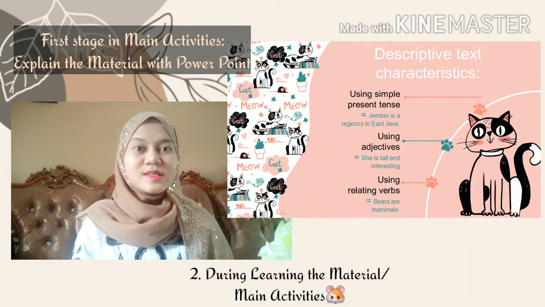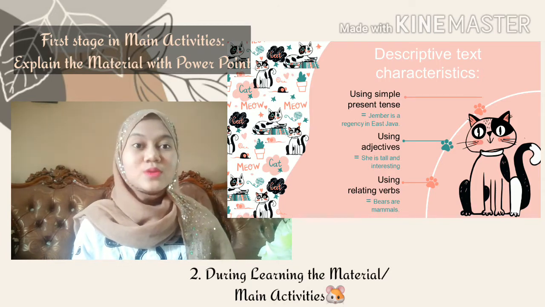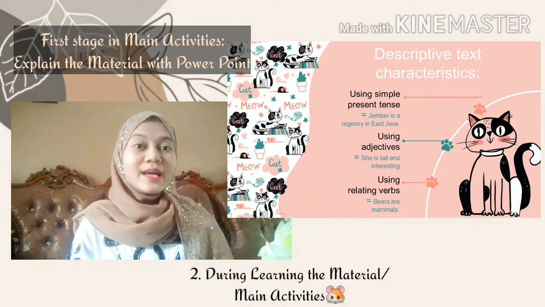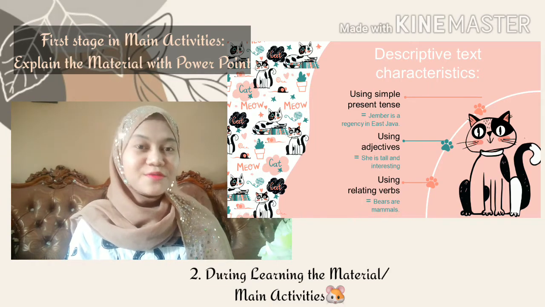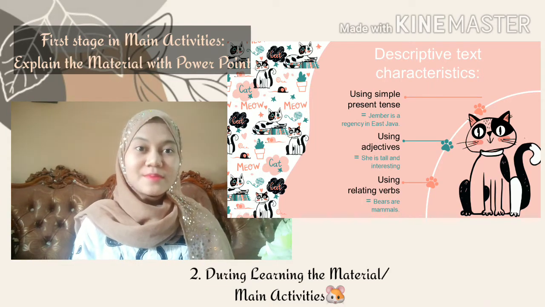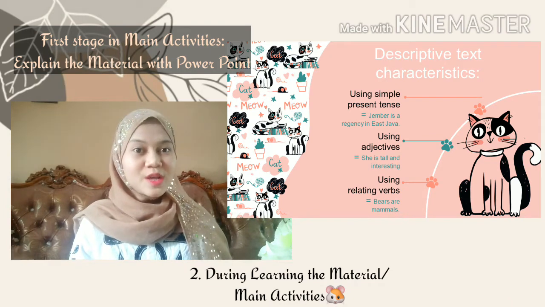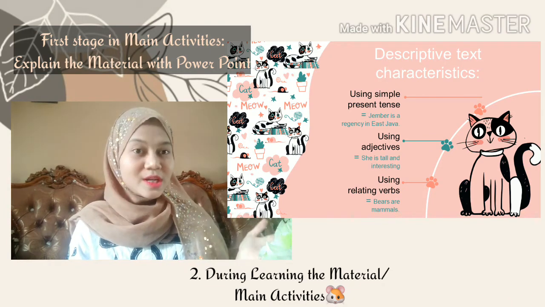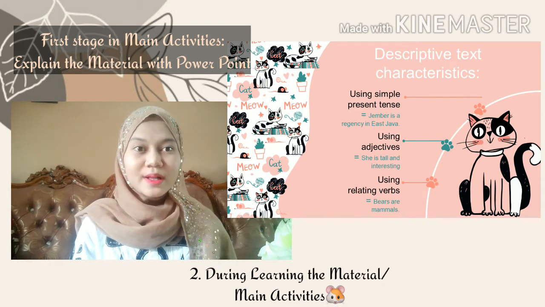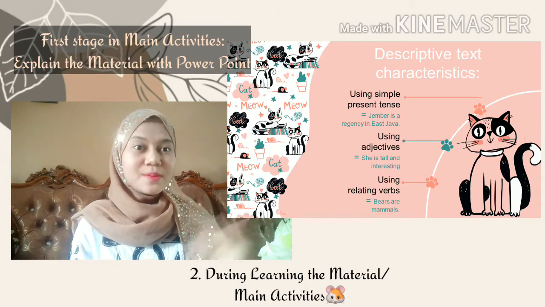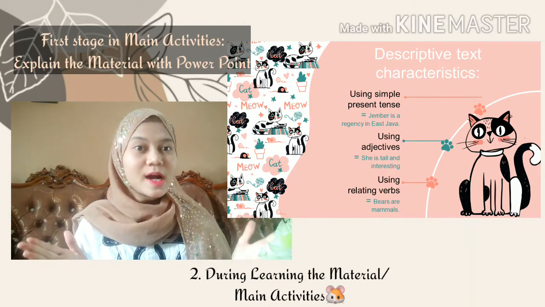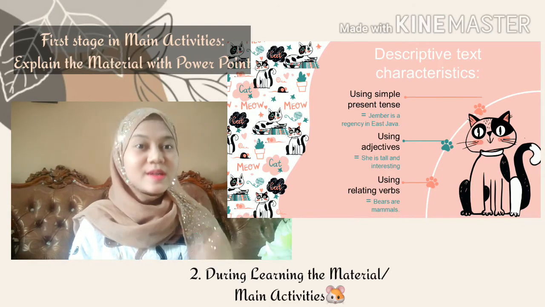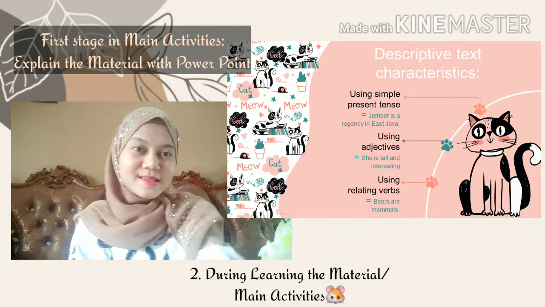In this sentence, there are two adjectives, namely tall and interesting, and the last characteristic of descriptive text is using relating verbs. Relating verbs are verbs that provide an explanation to the noun that is the subject of a sentence. For example, is, have, seem, appear, and other verbs. And here an example is, bears are mammals, where are is the relating verb in the sentence.